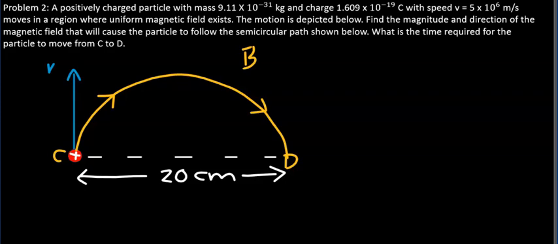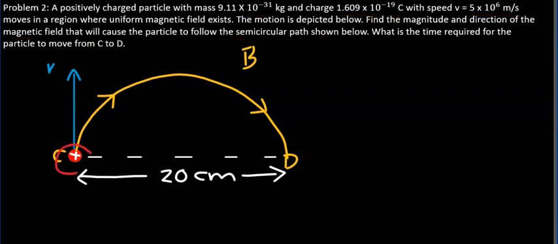Problem 2. A positively charged particle with mass of that much kg and strength of that much coulomb with speed of 5 million meter per second moves in a region where uniform magnetic field exists. The motion is depicted below, so it moves in that direction in a semicircular orbit. Find the magnitude and direction of the magnetic field that will cause the particle to follow the semicircular path shown below. And what is the time required for the particle to move from C to D?